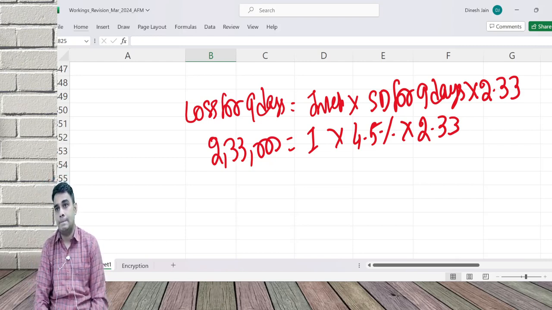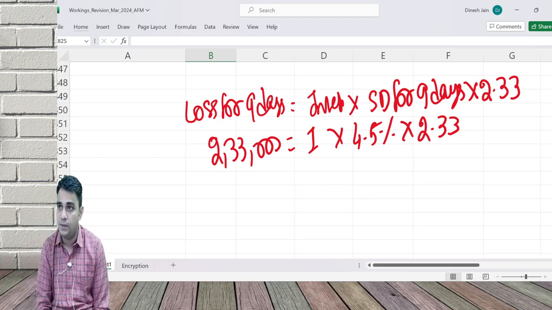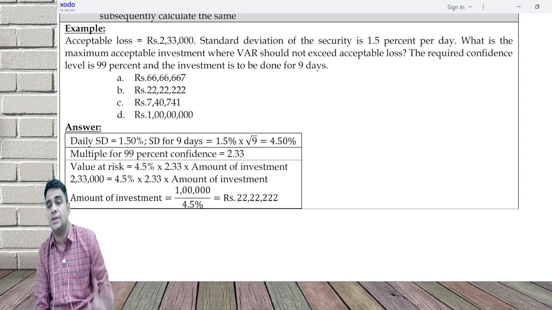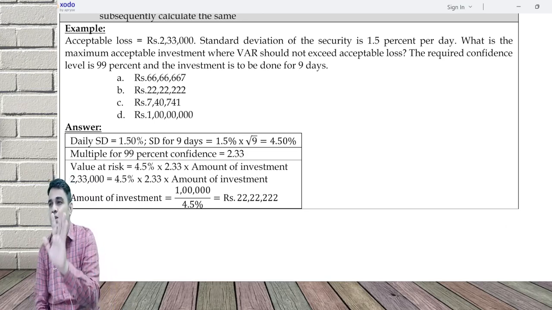If this is confusing, VAR for 1 day is equal to investment into daily standard deviation into 2.33. VAR for 9 days is what you got into square root of 9, which is 3. That is where 1.5 into 3 came, which became 4.5. Whichever way you want to do it, ensure that you take the square root properly. Any doubts on this? There are a few questions in your material. There is one question with some reverse working, which was a very good problem.